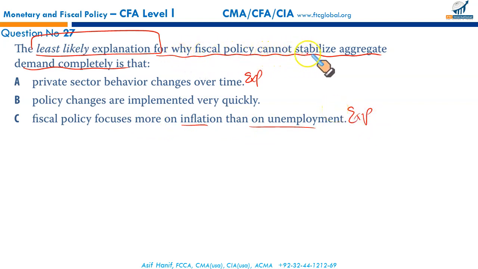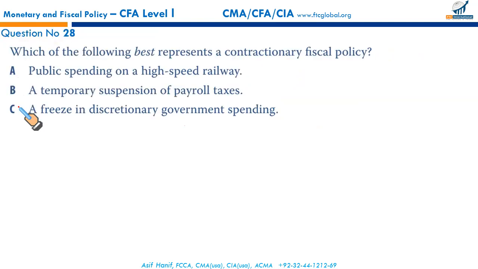Why fiscal policy cannot stabilize aggregate demand is that policy changes are implemented very quickly. Wrong. Fiscal policy takes time. There is a lot of lag there: implementation lag, impact lag. Fiscal policy is subject to recognition, action, and then impact lag. So that's not the likely explanation. B is the least likely explanation, hence our right answer.